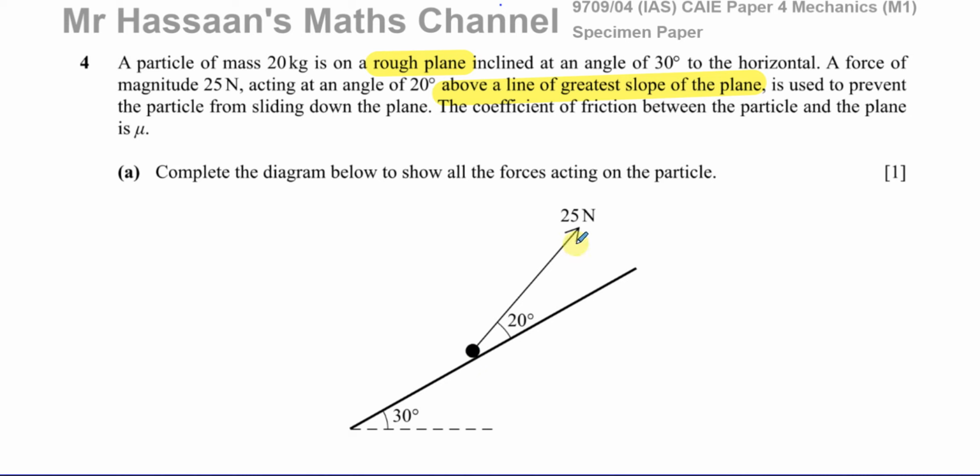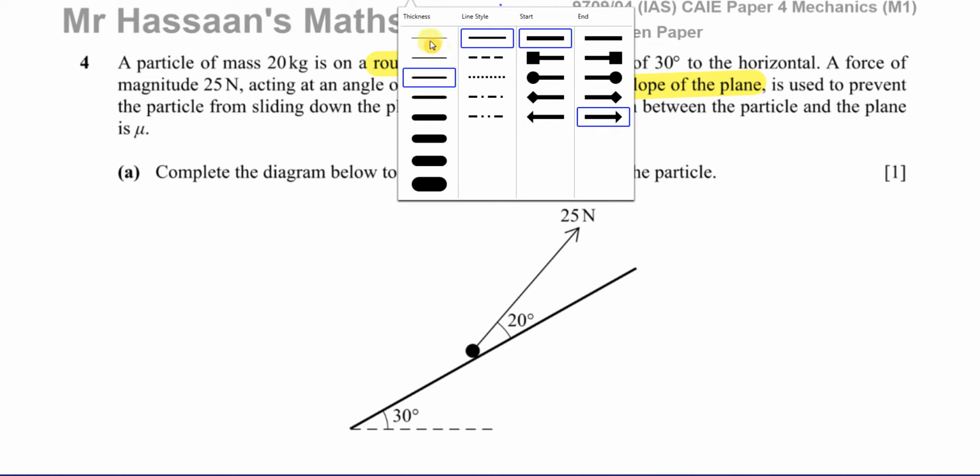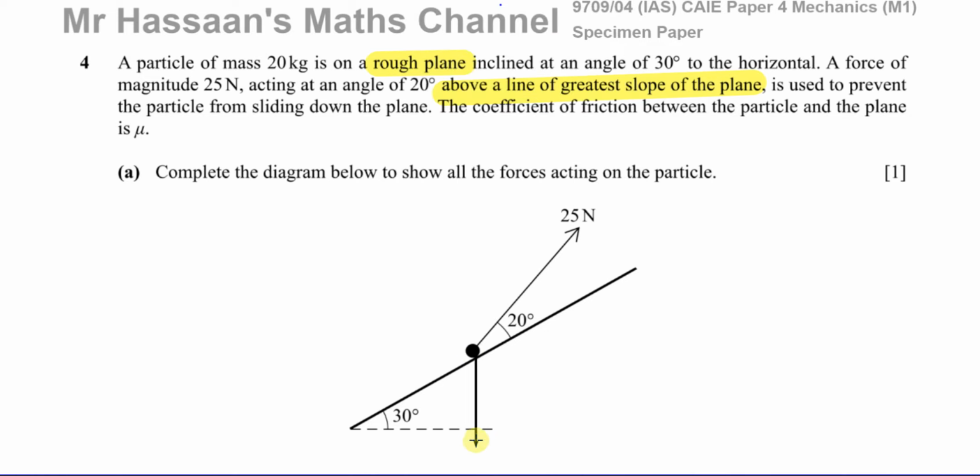They've drawn the force that's pulling it up, and now we have to draw the other forces. You have the weight of the particle, which acts straight down. So that's the weight, which is 20g. I'll put 20g newtons there. You have the reaction force perpendicular to the surface, the normal contact force, which we'll call R. And then you have the frictional force.